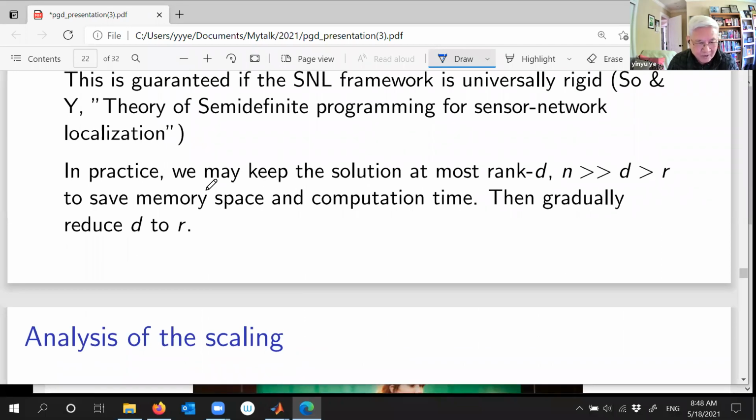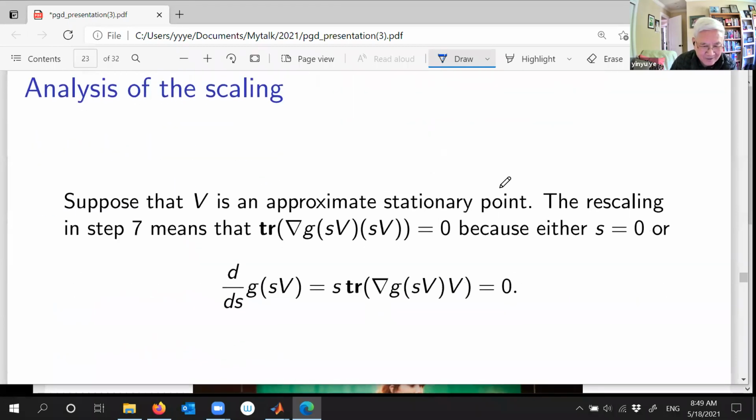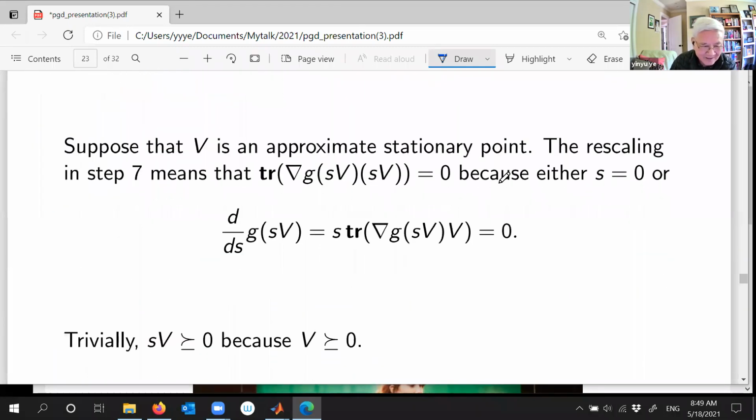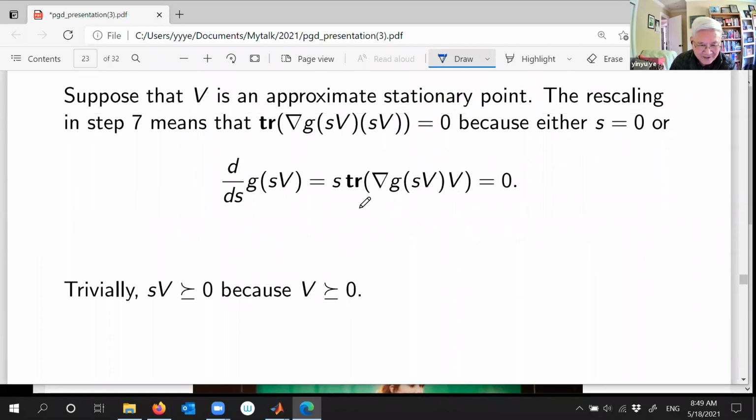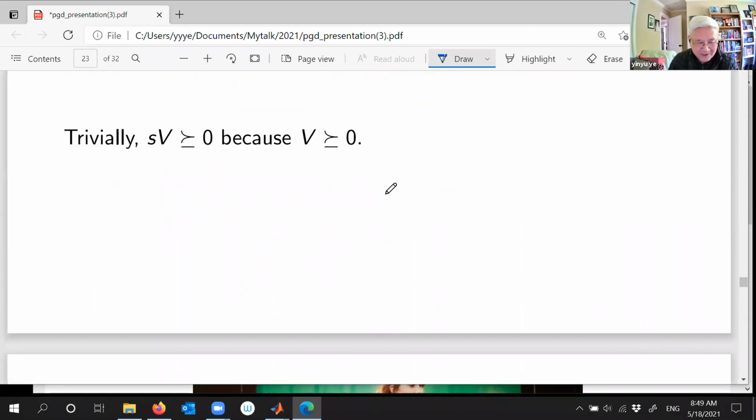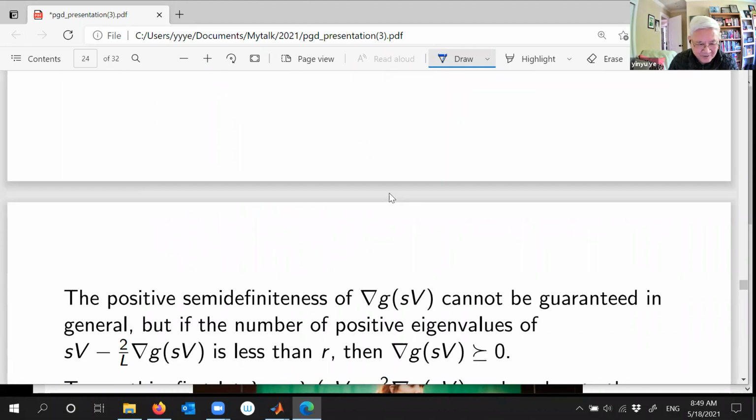In practice, what we also do is, instead of always keeping rank R, we actually start with a higher dimension and then gradually reduce it down to the rank D. Those are many practical tricks which make this work. This is just to show you, and the final solution is going to be a stationary solution.